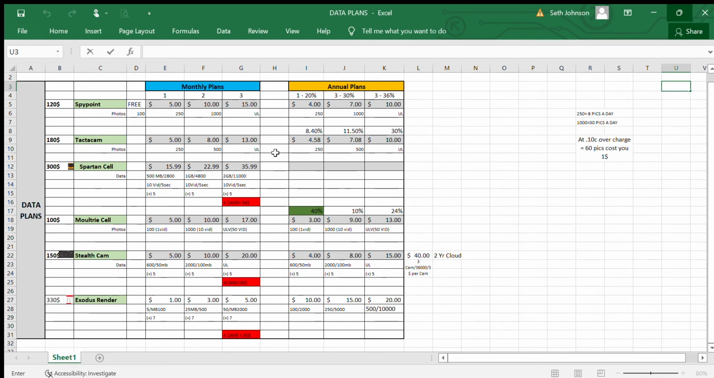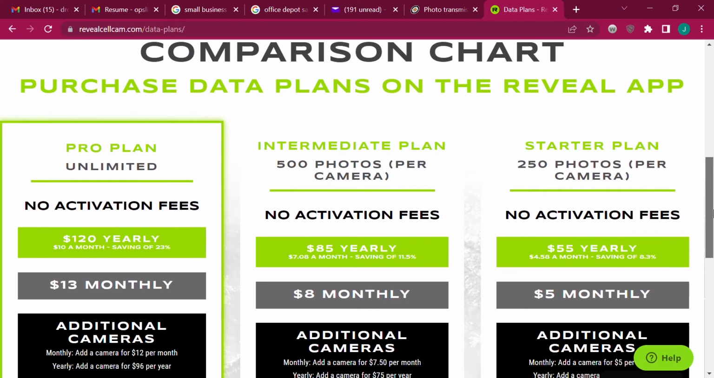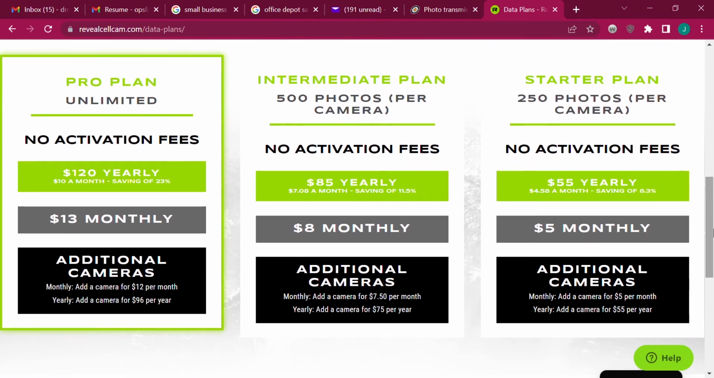So I love the thought of the $8 plan, because with the Spotpoint jumping from 250 photos to 1,000, there's no middle of the road, and you go from 5 to 10. I kind of like the 5 to 8. Probably the best plan on the list, really. Tacticam is, as far as I'm concerned, as far as your average everyday data plan information, as far as what you're paying for per picture. This is a per picture plan.